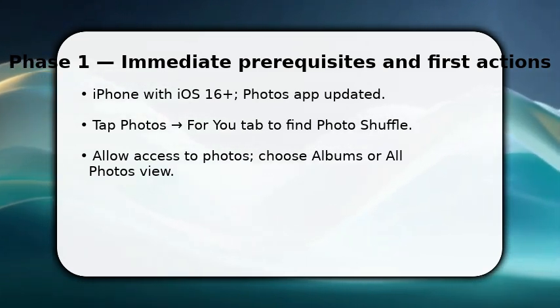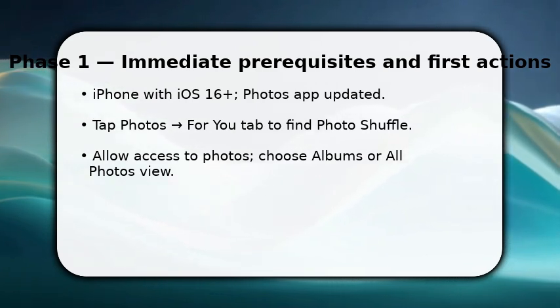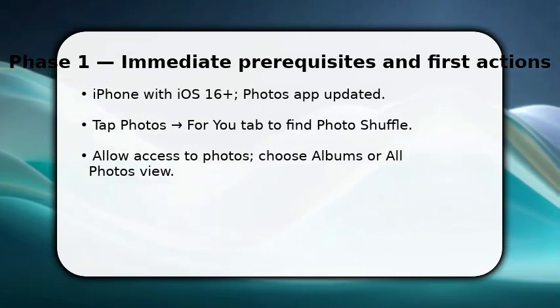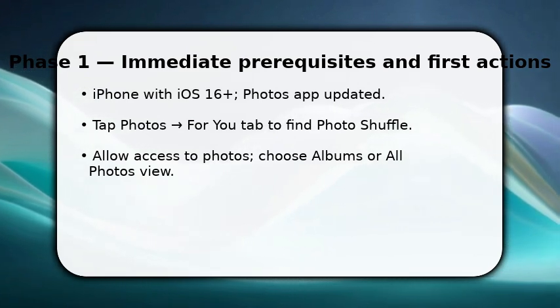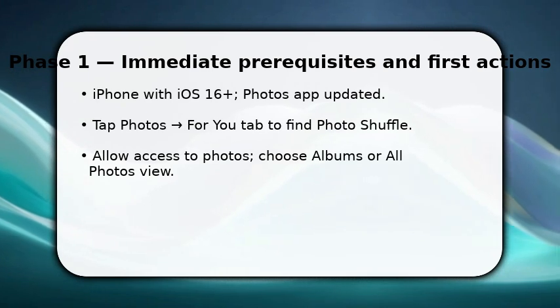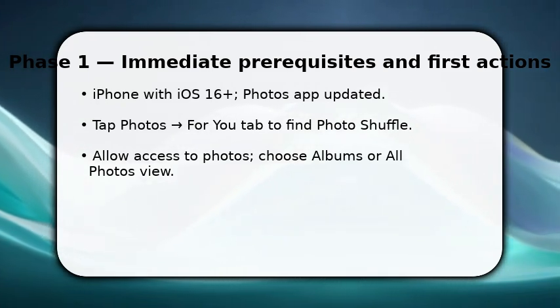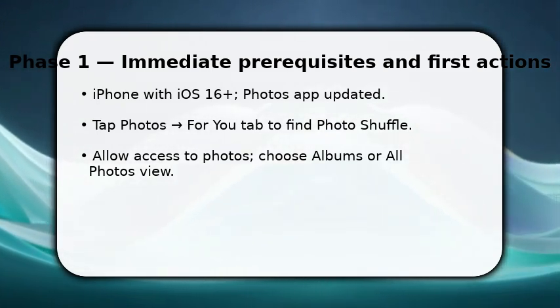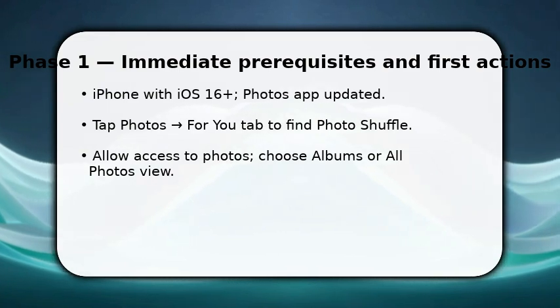Make sure you've allowed Photos access to your library so you can pick images quickly. Selecting albums versus all photos makes curation faster. As you tap Create, you'll be prompted to name the shuffle and decide whether it appears on lock screen. Choose Now, then move to selecting the actual photos.